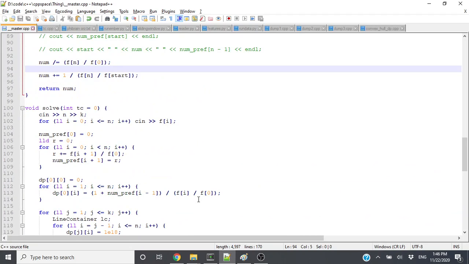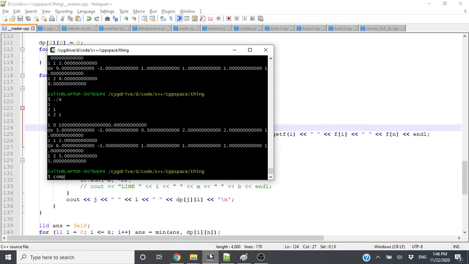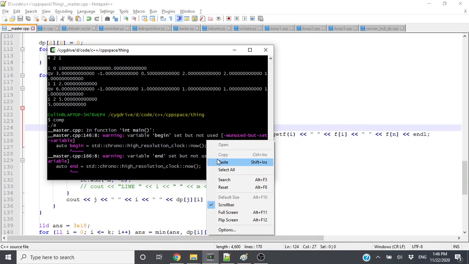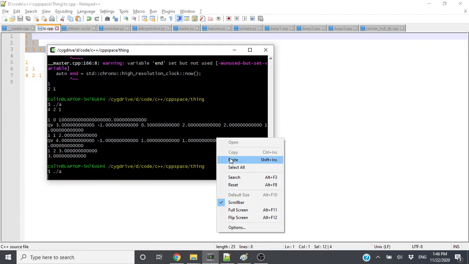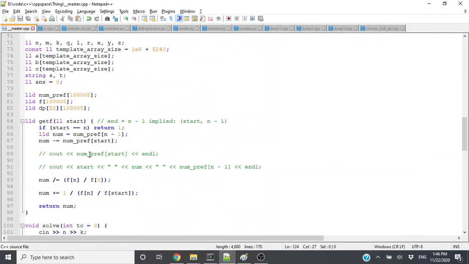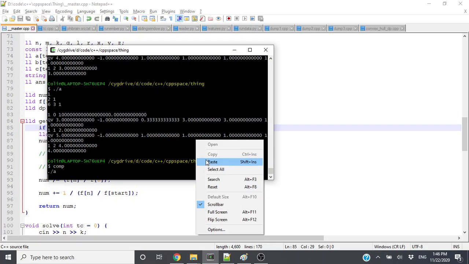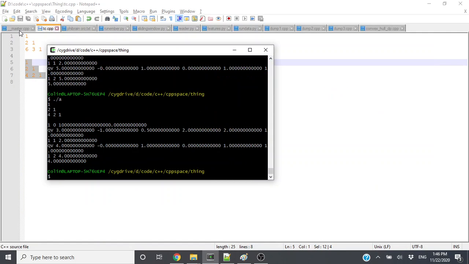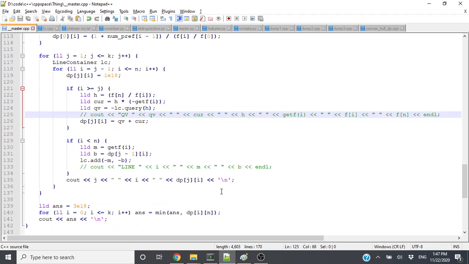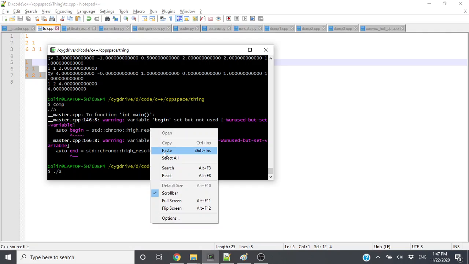Or maybe we want the, is it that we have to query the minimum instead of the maximum? Does that make the difference? Maybe it does. 5, 4. Huh. I always forget to do that. I always forget to make the convex hull trick query the minimum instead of the maximum.